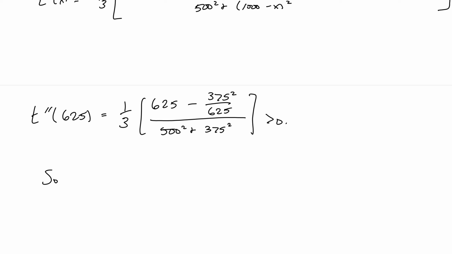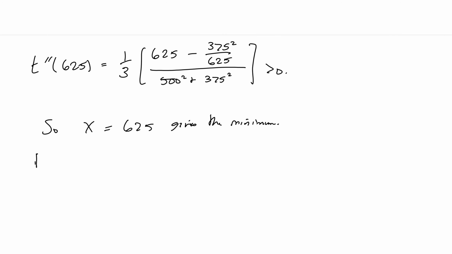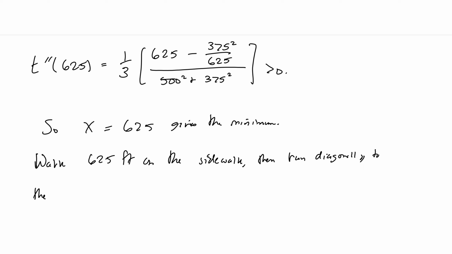So x equals 625 gives the minimum. And then, of course, if you wanted the path, we would know if we run x distance on the, so we walk, I think is how it's phrased, 625 feet on the sidewalk, then run diagonally to the bus stop. And that would minimize the amount of time it takes to get to the bus stop.